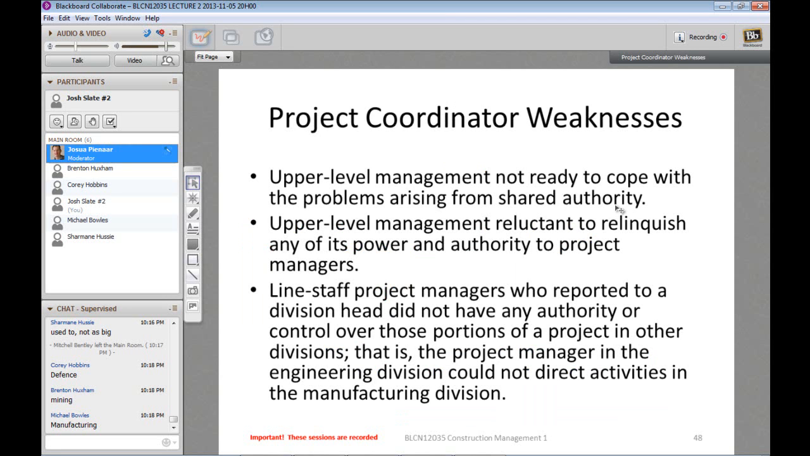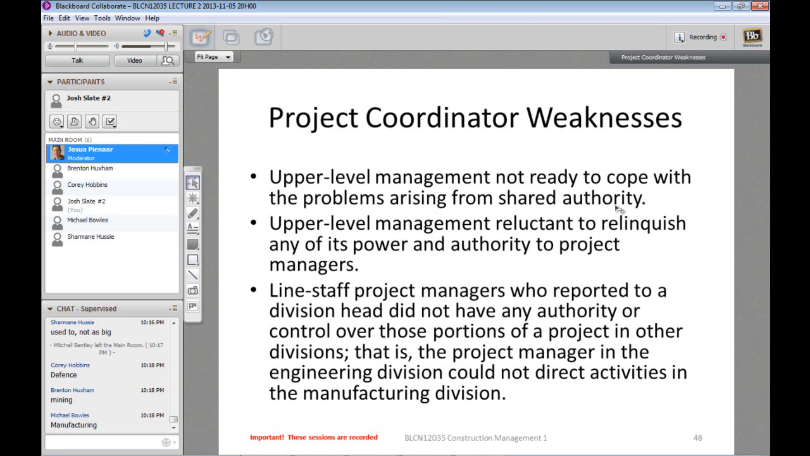All right, so on the slide there, a few weaknesses that we've identified for the project coordinator type role. It basically comes down to a reluctance to share the authority. So this is one of the issues that we might run into.